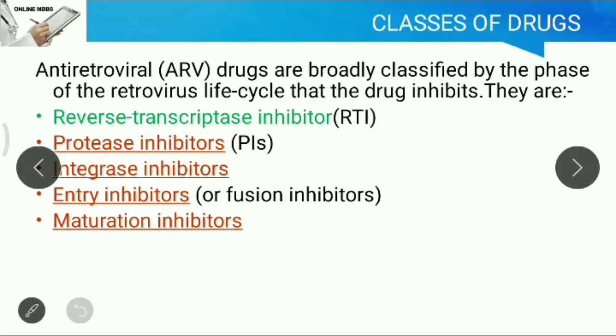So the classes of antiretroviral drugs are broadly classified by the phase of the retrovirus life cycle that the drug inhibits. They are reverse transcriptase inhibitors, protease inhibitors, integrase inhibitors, entry inhibitors, also known as fusion inhibitors, and maturation inhibitors.